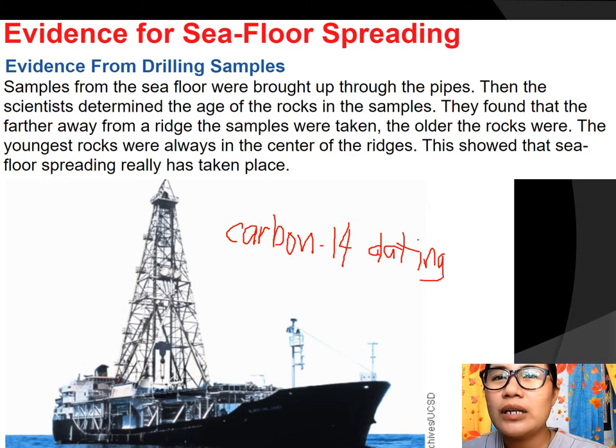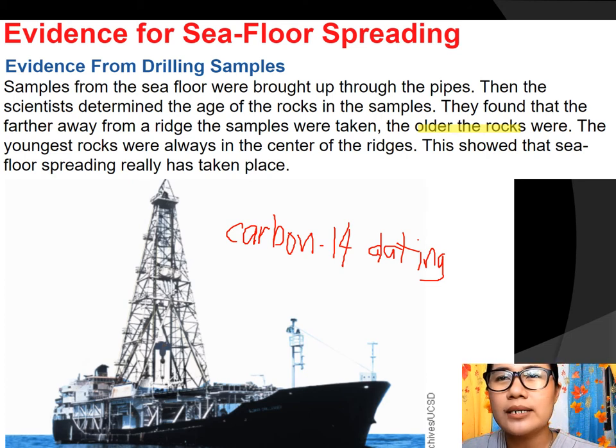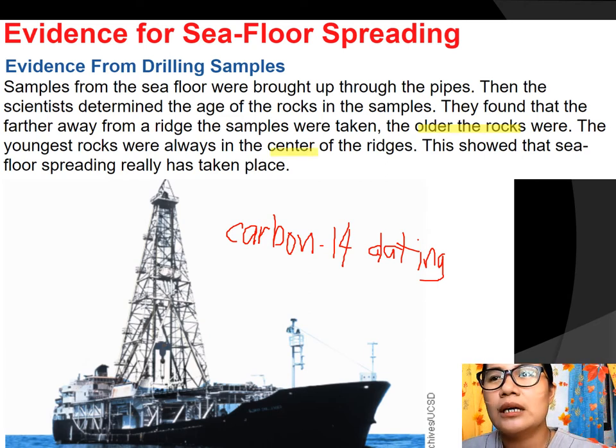So they found out that the farther away from the ridge the rock they got, the older the rock is from the mid-oceanic ridge. And the youngest rocks were always found near or in the center of the ridges. This only shows that indeed the sea floor is spreading.